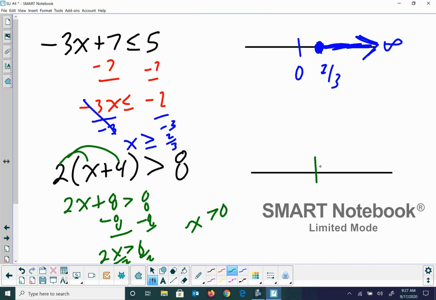So if I got 0 on a number line, this is an open dot because I don't have an equal sign. And I want values greater than 0, so it's going to shade to the right. So that goes to infinity.